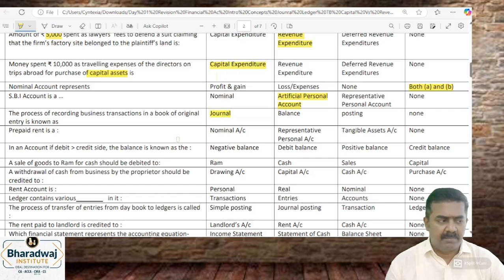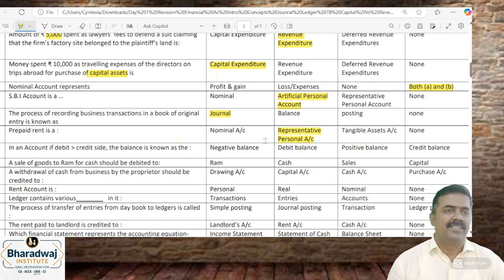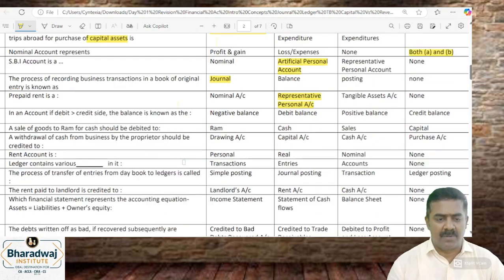Prepaid rent. Rent is a nominal account. Prepaid rent is a representative personal account. It represents amount paid to the owners in advance. Rent is a nominal account, but anything paid in advance is a representative personal account. Similarly, rent outstanding is also a representative personal account.